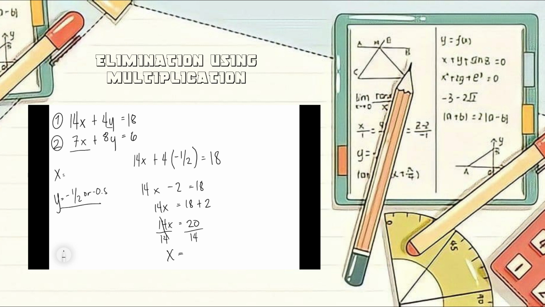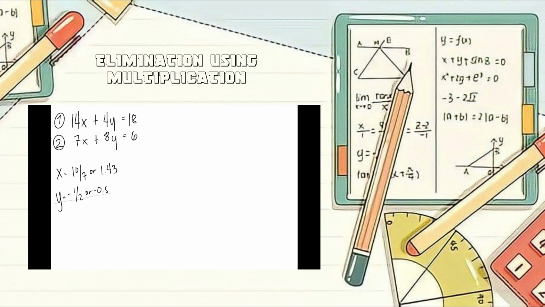So x is equal to 20 over 14, or in its lowest form is 10 over 7 or 1.43. There. So let's write it here. 10 over 7 or 1.43. So let's erase this first.